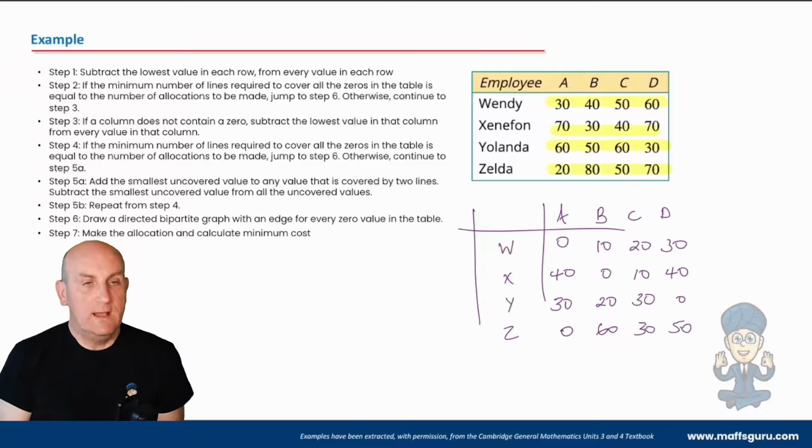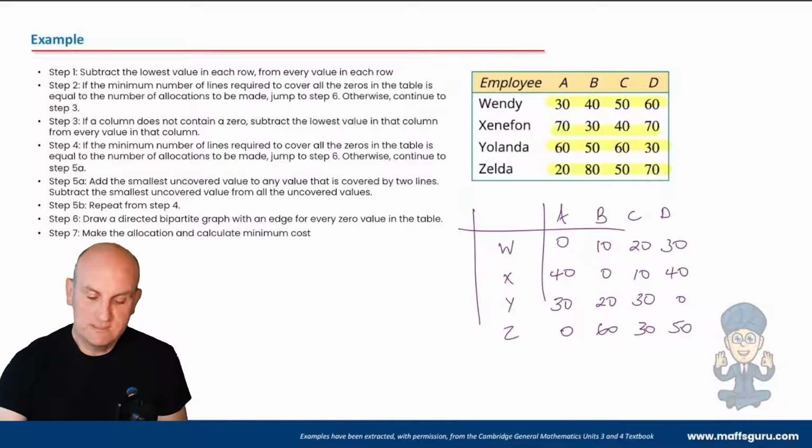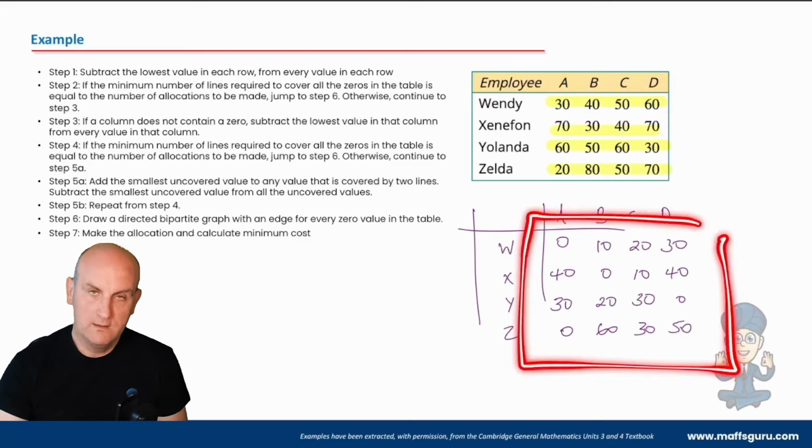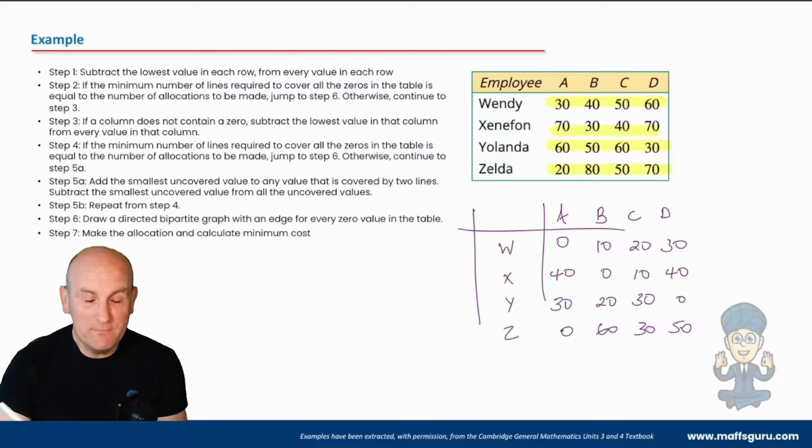Ka-ching! Now, step number 2: if the minimum number of lines required to cover all the zeros in the table is equal to the number of allocations to be made, jump to step 6. Now, we know there are 4 tasks, so we are looking for 4 allocations. So what this says is, if you can cover these zeros using the least number of lines, and the least number of lines is 4, you're done. You don't need to do the Hungarian algorithm further.